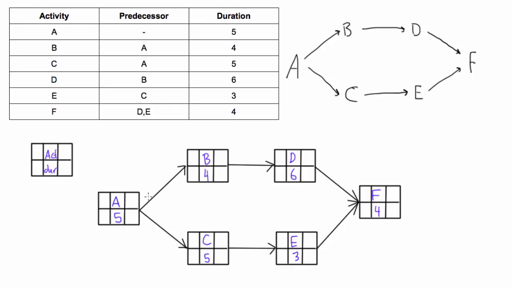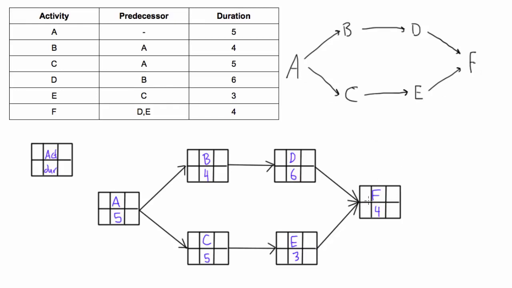Just like that. So now we have our full PDM network diagram for this project, where in the top middle square we have the activity name. So we have A, B, D, F, just like this, and then along the bottom path we have A, C, E, F.